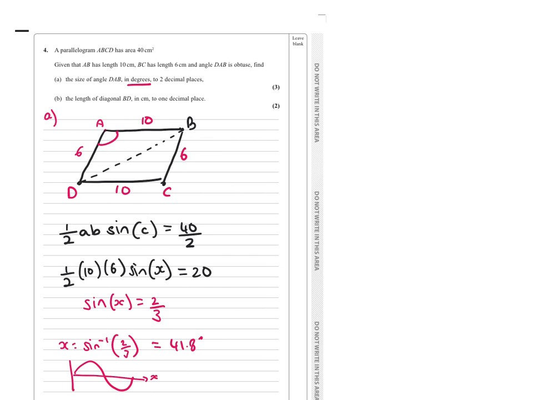Okay, this is my sine graph, as awful as it looks. We know this is 180. So we know 2 over 3 is roughly here. So we're going to have 1 here and 1 here. So we need to do 180 minus to find the obtuse angle, which is in fact 138.19 degrees to 2 decimal places. Okay? So please make sure you show all of your work and you read the question to get the obtuse angle.